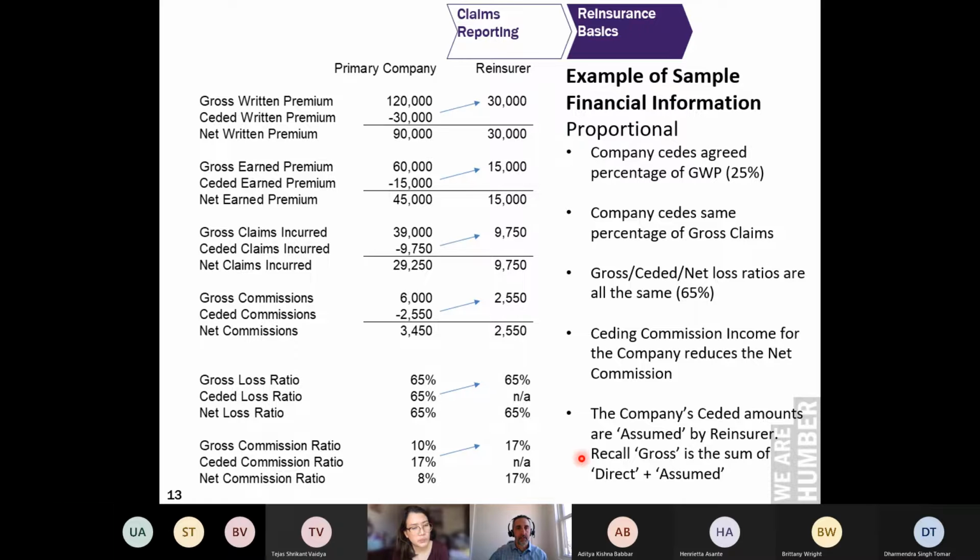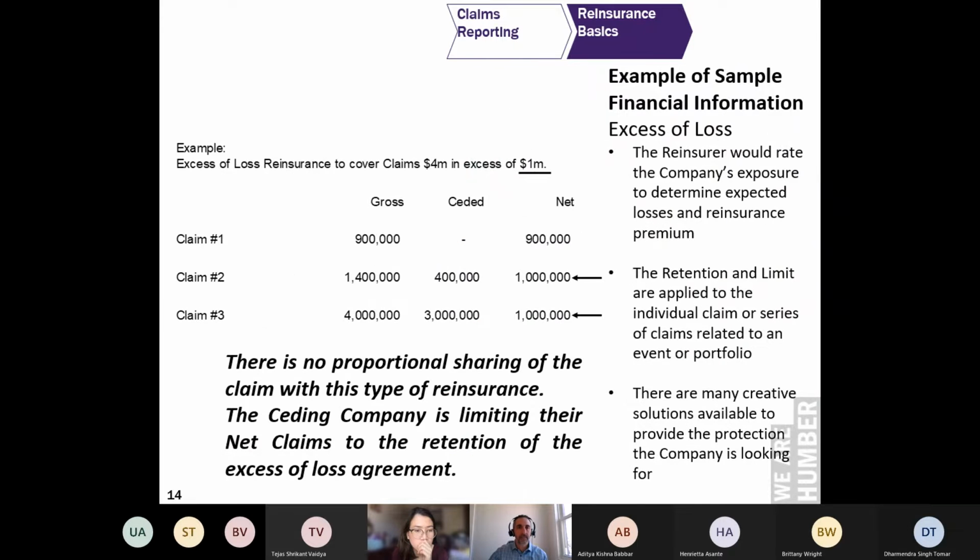Any questions on proportional, how that comes through the financials? We're going to jump to excess of loss, and go through the examples that I gave you as practice questions last week. It just gives us more scenarios.